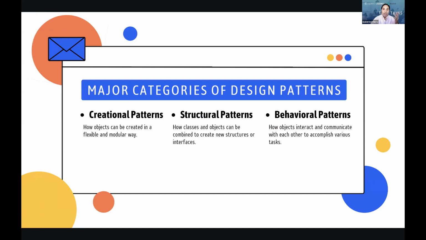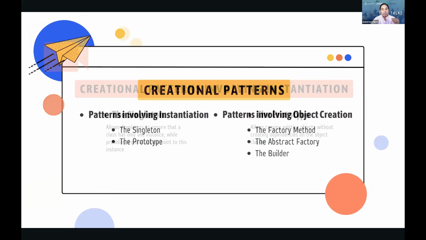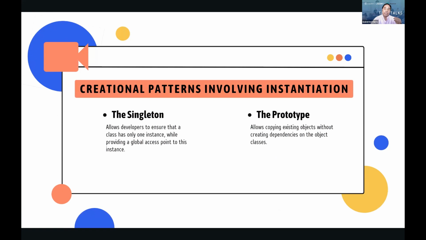There are three major categories of design patterns: creational patterns, structural patterns, and behavioral patterns. Creational design patterns deal with the process of object creation. To make them easier to remember, I've grouped patterns within a major category into subcategories based on some common characteristics. Here, we have creational patterns involving instantiation.